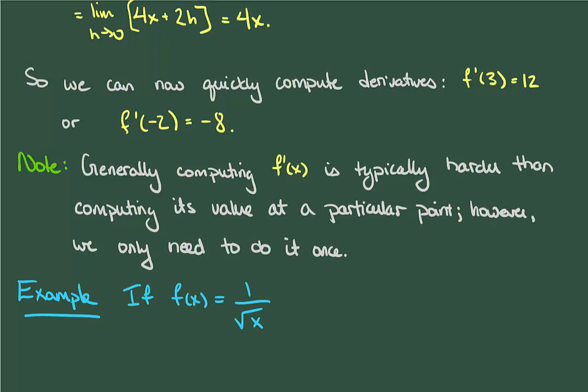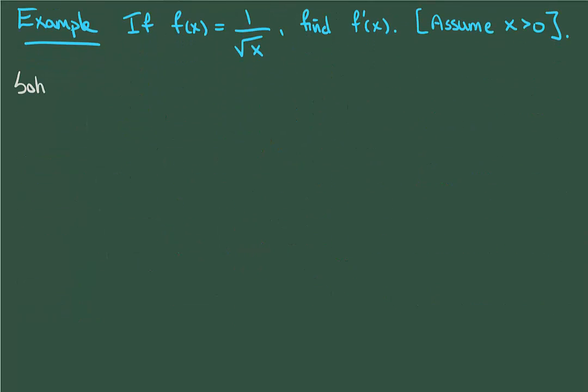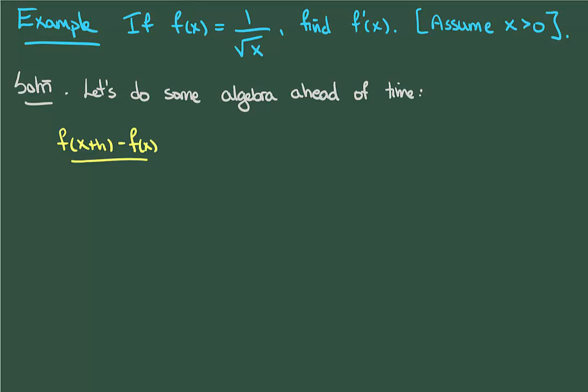Let's look at the function f of x equals 1 over root x and find its derivative function, assuming, of course, that x is positive. Before evaluating the limit, I know that there's going to be a lot of algebra involved, so I want to tackle some of that first. The difference quotient is as follows. And plugging in f of x equals 1 over root x gives us this.